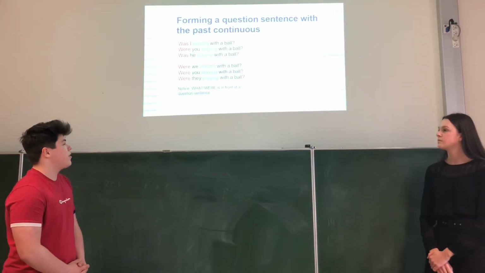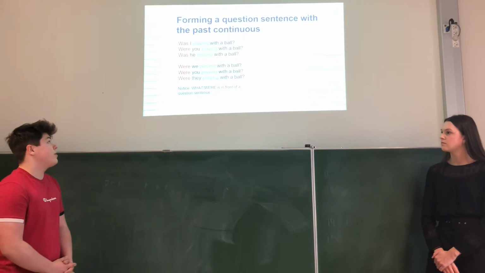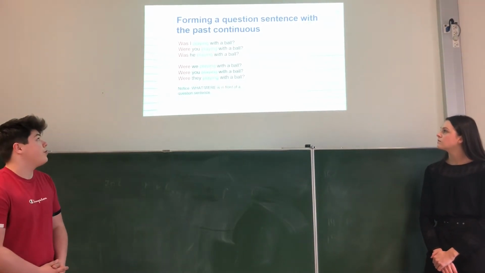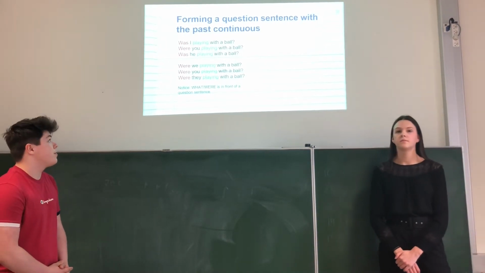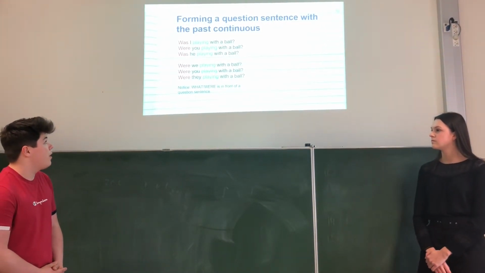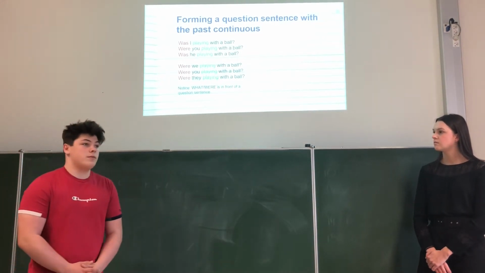Forming a question sentence with the past continuous. Again, you have to use the verb to be, but now you're going to put it at the beginning of the sentence, then the subject, and then the -ing form. For example, was I playing with a ball? Were you playing with a ball? Was he playing with the ball, and so on. That's it.